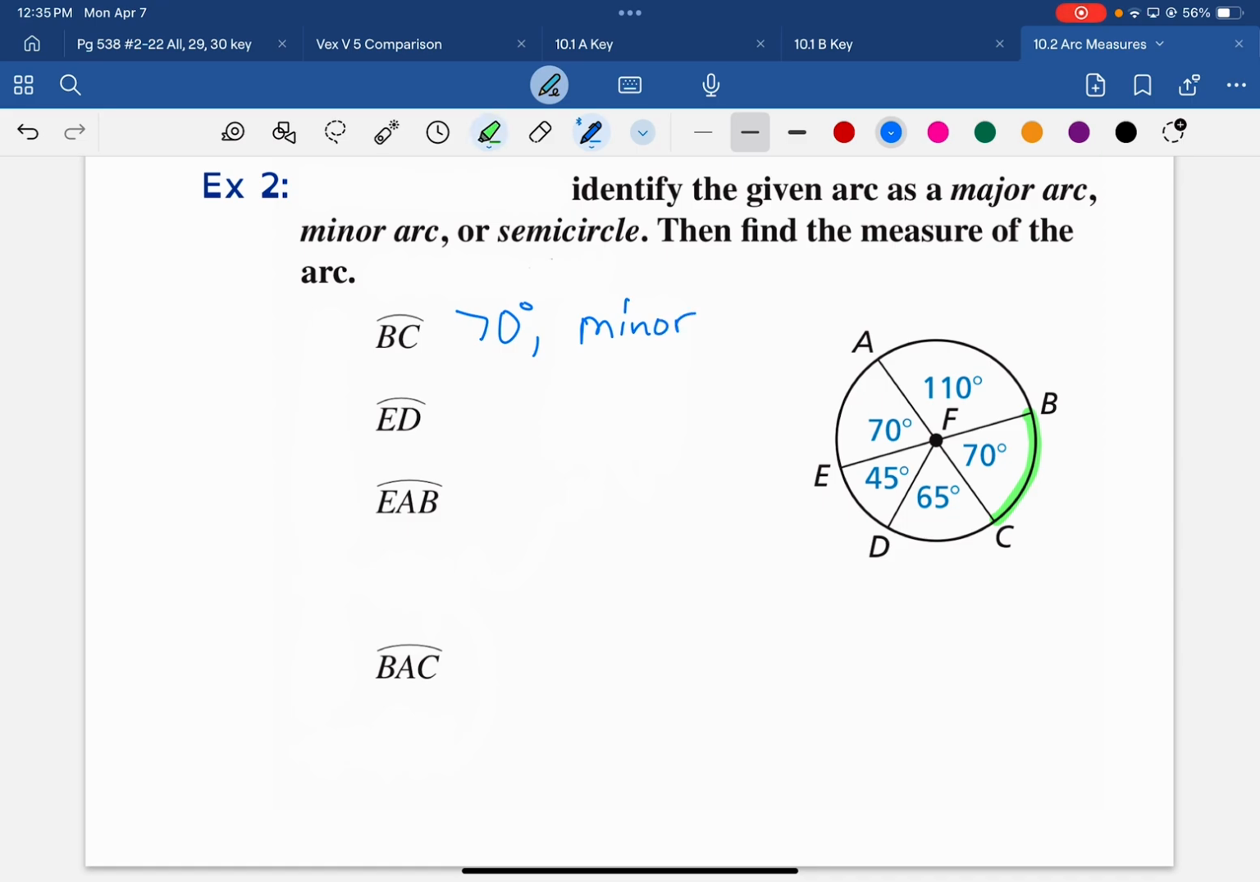All right, next one. ED. Okay, so obviously it's just going to be right here, E to D. Braden, how much does ED equal? 115. What, ED? Just E to D. 45. There you go, 45. Alizé, is that major, minor, or semi? Minor.